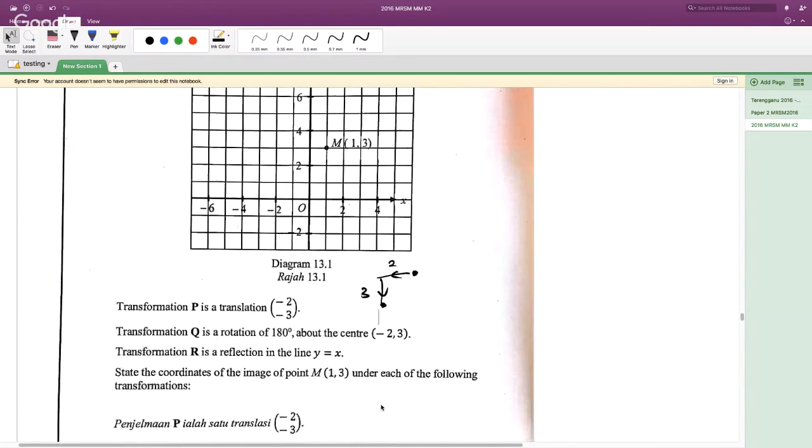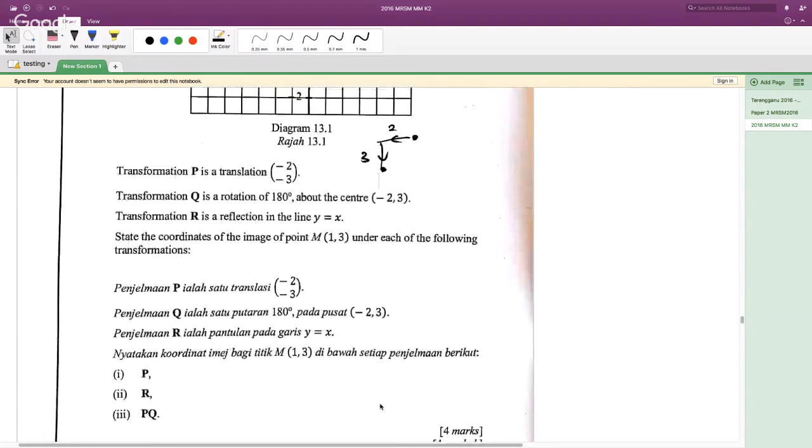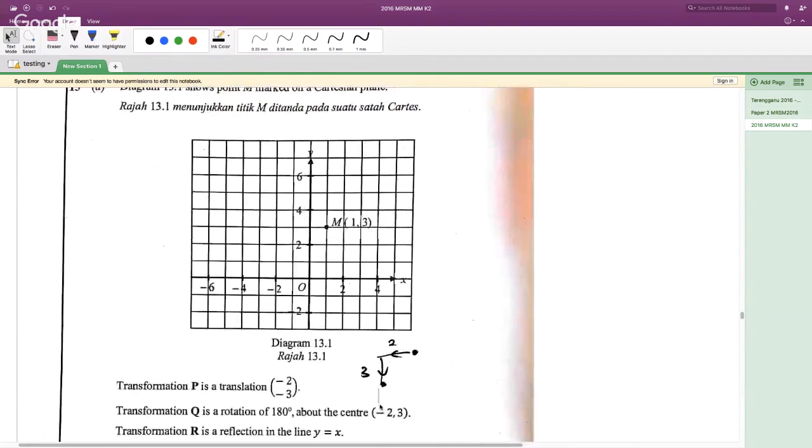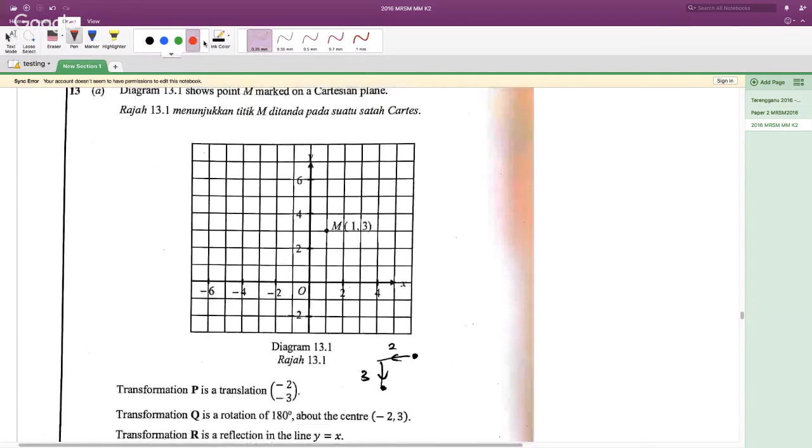State the coordinates of image M under the following transformation. The first one is P only. So it's very easy. That means you're going to move 1, 2 to this side and then go down 1, 2, 3. Your M will be here. Depending on how you like to write, some students just love to write something like P. Okay, so this is M.